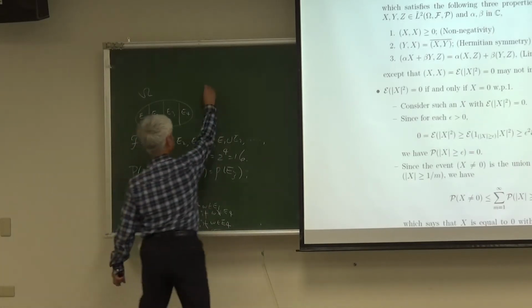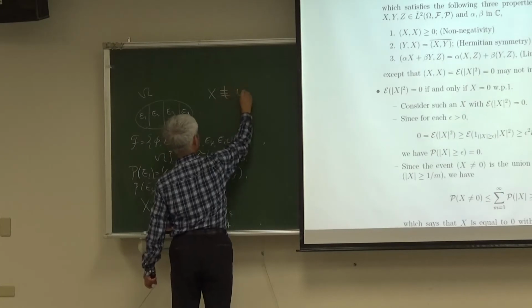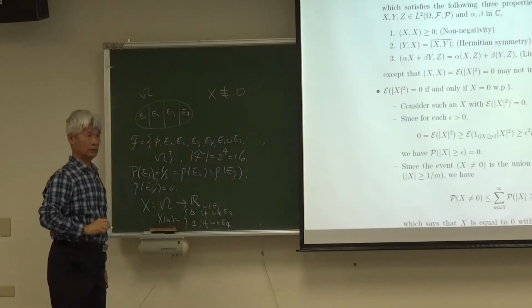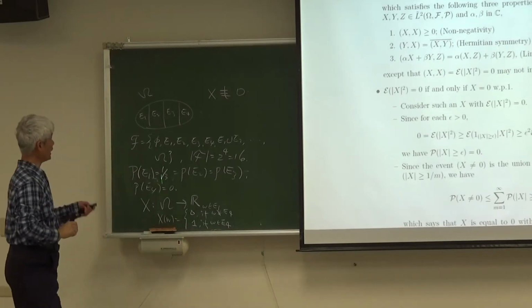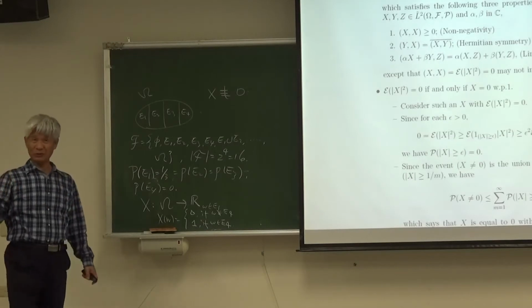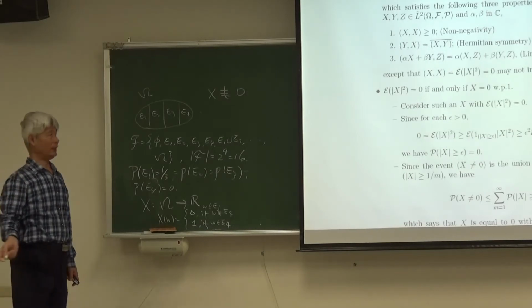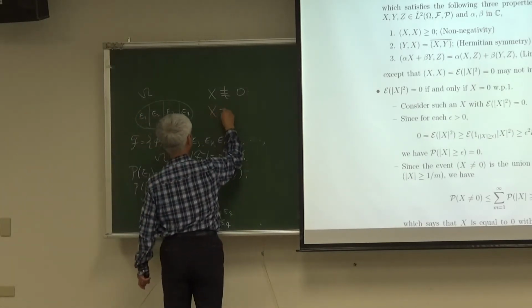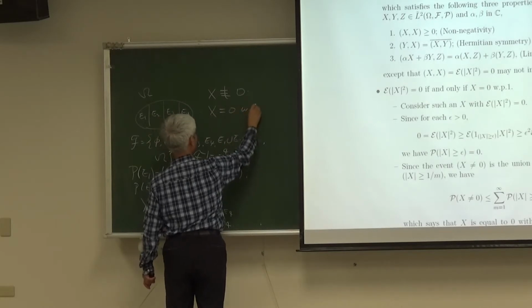Then X is not identically 0, right? It's obvious, because for all ω in E4, the value is 1, and 1 is not equal to 0. But X is equal to 0 with probability 1.